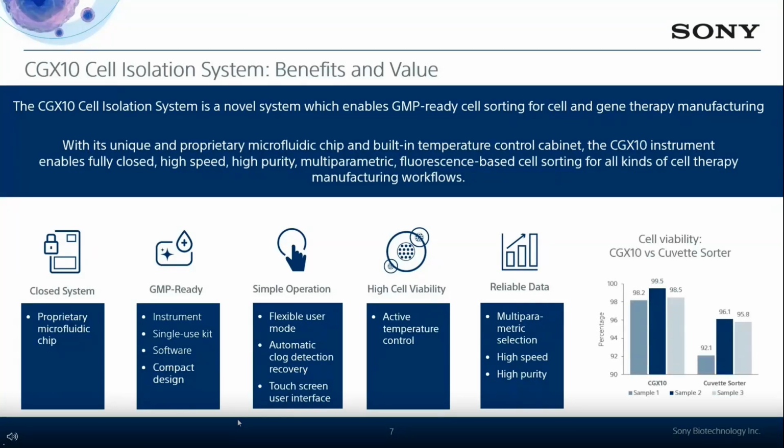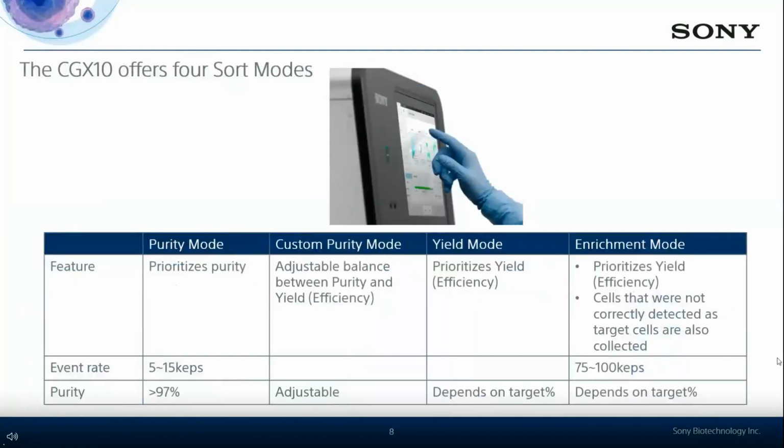And just as an example, some data comparing the CGX10 to a conventional sorter. It has higher viabilities, between 5 to 7%. And we will see this in further detail in some of the experimental protocols. When operating, the CGX10 offers 4 different sort modes for different types of applications, and we'll be looking at this in further depth and how this works in the second half of the presentation.